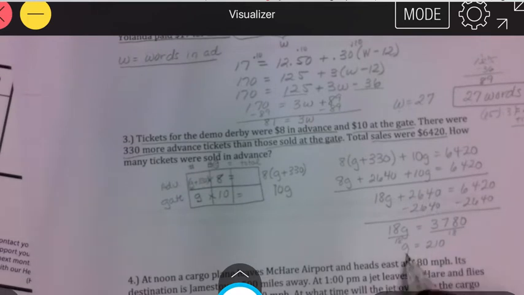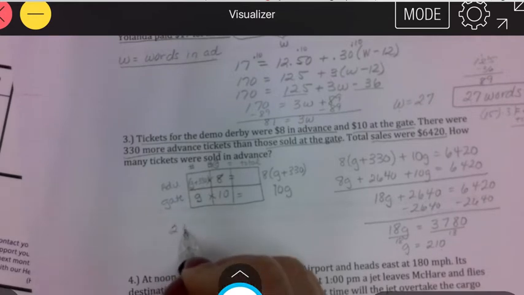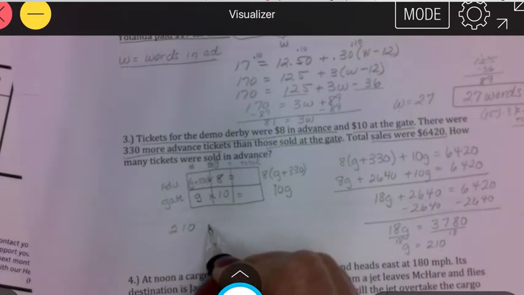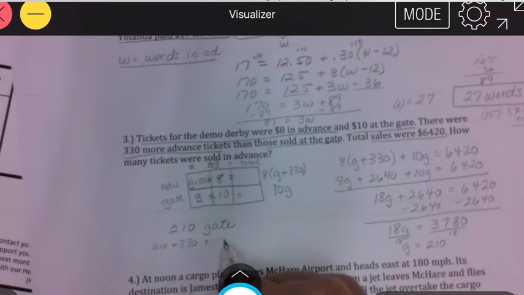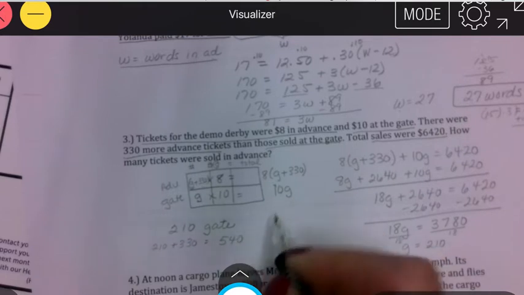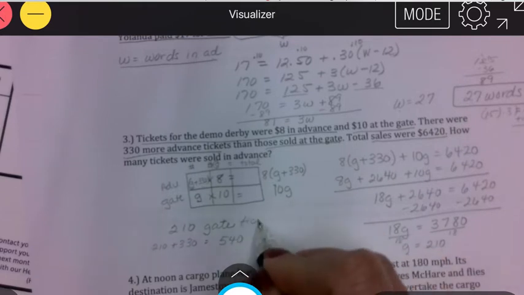So G stands for gate tickets. So I've got 210 at the gate. And then the advance tickets is 210 plus 330, which is 540 advance tickets.